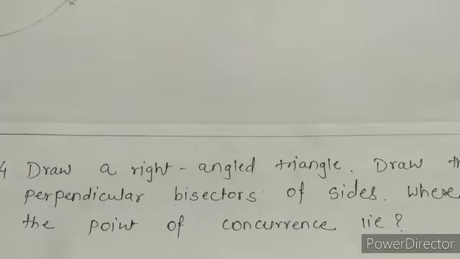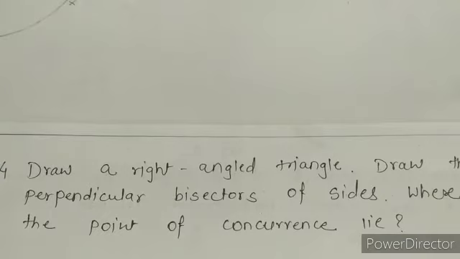Now let's solve question number 4 from practice set 1. Draw a right angle triangle. Draw the perpendicular bisectors of the sides and find where the point of concurrence lies. For this we have to draw the right angle triangle, that is, one angle should measure 90 degrees. So let's draw the right angle triangle.